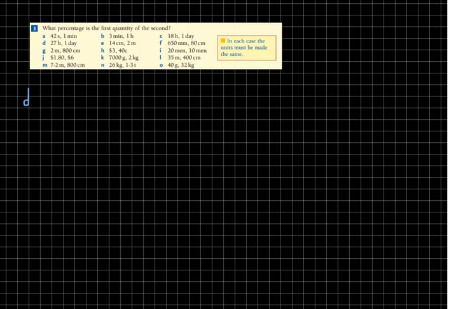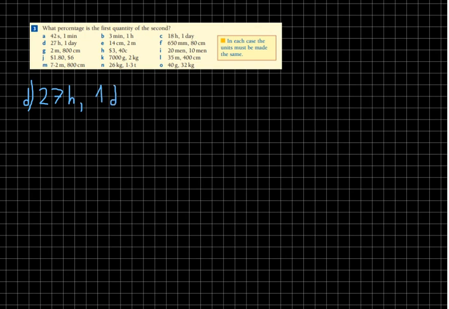And before that, we must read this. It says, what percentage is the first quantity of the second? So, well, we must calculate a lot of percentages here. And the first one that we are going to do is this one, 27 hours of one day. What percentage is 27 hours of one day?